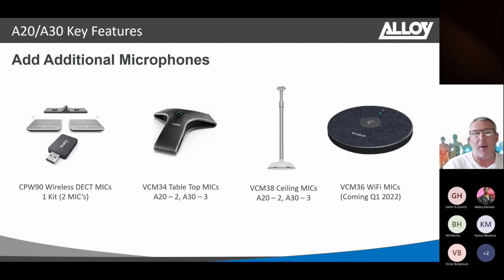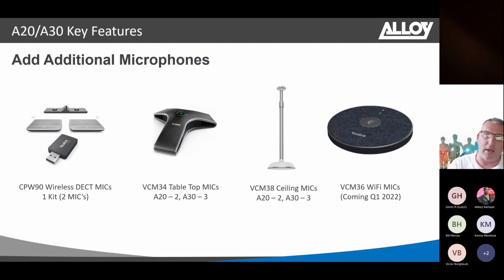What we can also do with the A20 and A30 solutions is add on additional microphones. So if the room size that you're using these devices in is getting to that larger size where that 6-meter audio pickup isn't quite enough, or when you're just finding that the audio pickup isn't working as you need it to, we can add additional microphones to it as well. Both the A20 and the A30 will support all types of microphones from Yealink. So we've got the CPW90 wireless deck mics that we can automatically connect to the A20 and A30 by using the deck dongle that's included in the CP90 package.